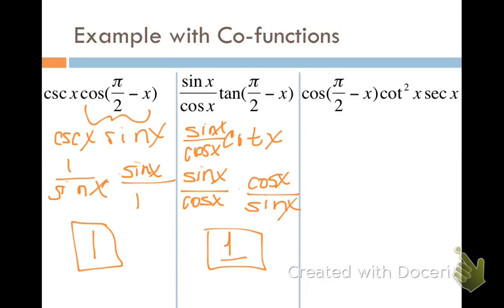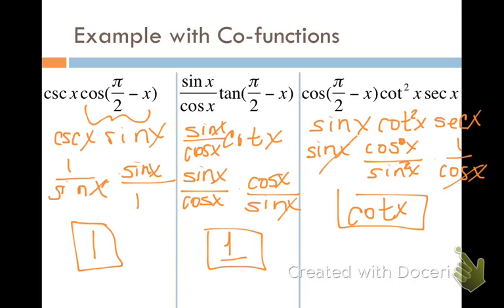There's the second example. And the third example. I could cross out one of the sines and one of the cosines. Cosine x over sine x leaves me with cotangent x.